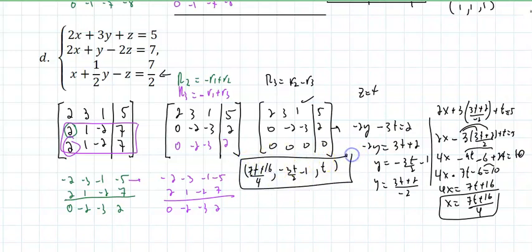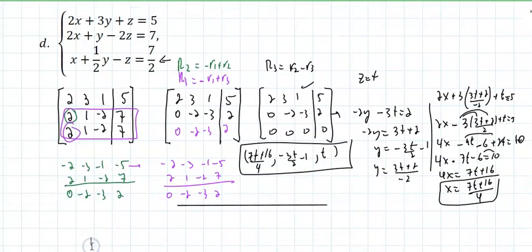Again, t could be any number. Let t equal 0, you can get a solution. Let t equal 2, you can get another solution if you want. The book doesn't ask for that. Normally they just want the general case, and there it is.